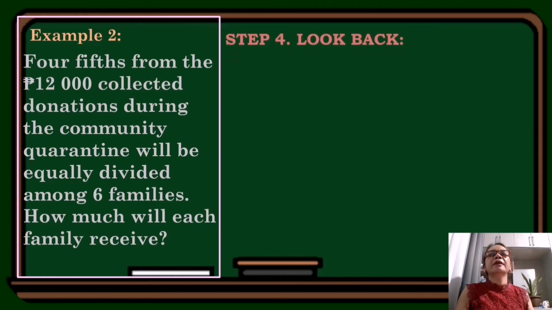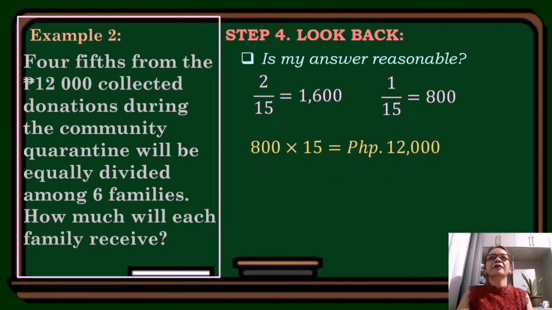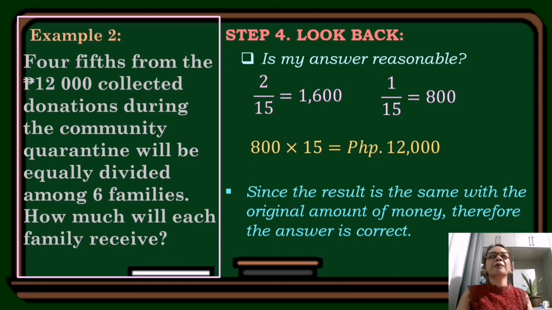So, step 4, look back. Here we are going to check our answer. Let's find out if our answer is reasonable. So, what are we going to do? The 2/15 is equal to 1,600 and 1/15 is 800. So, 800 times 15 equals 12,000 pesos. Since the result is the same as the original amount of money, therefore, the answer is correct.